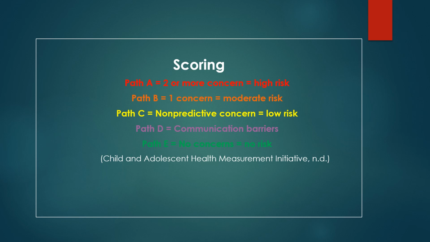Pathway C shows non-predictive concerns or a low risk. For children in this category, parents are recommended to receive counseling or parent training in the areas of difficulties. Pathway D shows communication barriers. Children categorized in this pathway are recommended to use another foreign language version of the PEDS. So there are several language versions of the PEDS. Pathway E shows no concerns, meaning there is no risk. Therefore, children are recommended to continue regular checkups if any concerns arise.